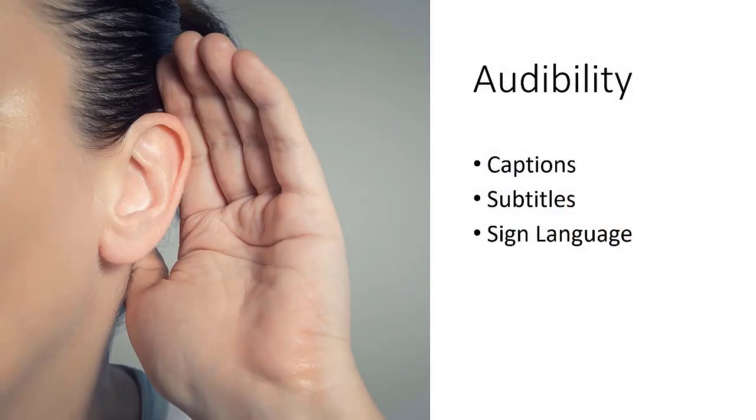Audibility means we want to consider persons who have little or no hearing, or persons who might be speaking a different language. So we want to include captions and subtitles, or if we are speaking in person, we might want to get a sign language interpreter.